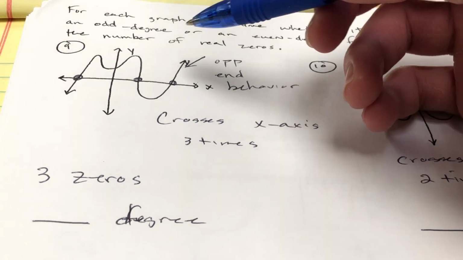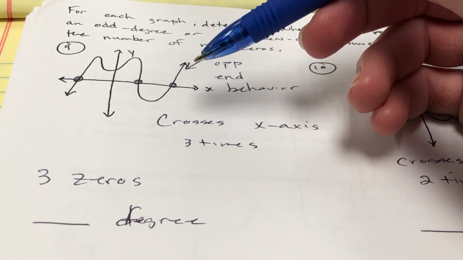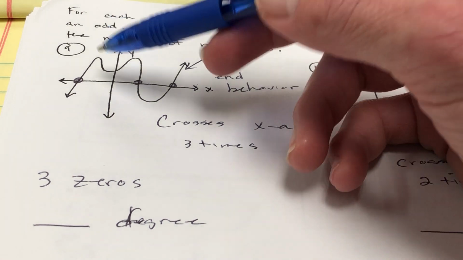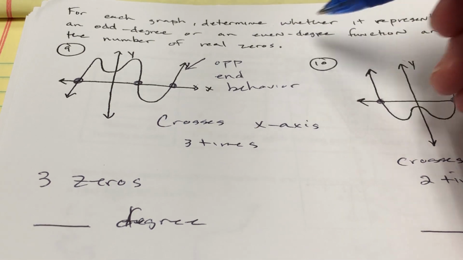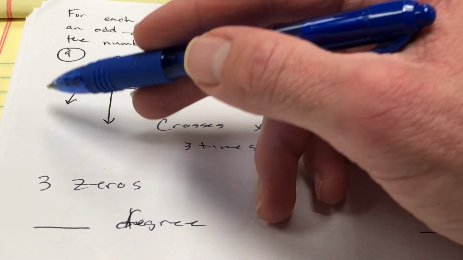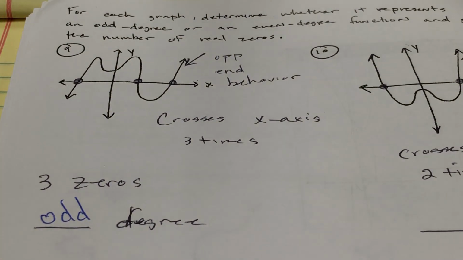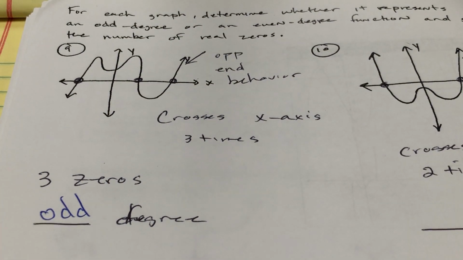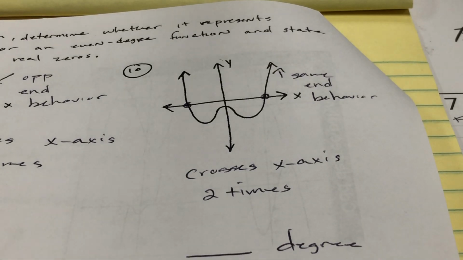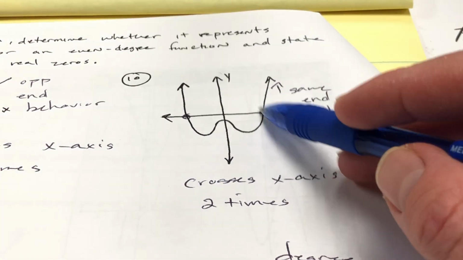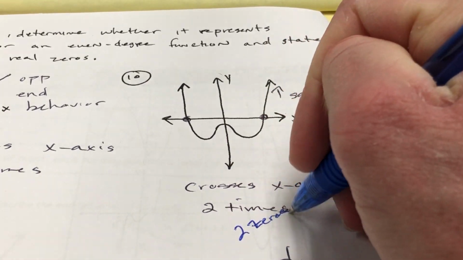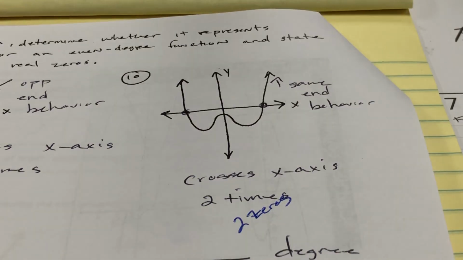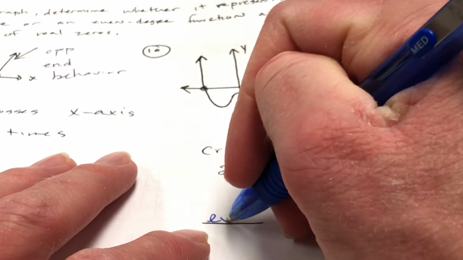Well, folks, zeros, that's the easiest thing. That's how many times it crosses the x-axis, not y-axis, x-axis. It crosses the x-axis 1, 2, 3 times, so it has 3 zeros. Look at the end behavior. Up, down is opposite. That means it is an odd degree function. These would be in the slam dunk section of your quiz. So this crosses the x-axis 2 times, so it has 2 zeros. You have the same end behavior. If you have the same end behavior, this function is even.